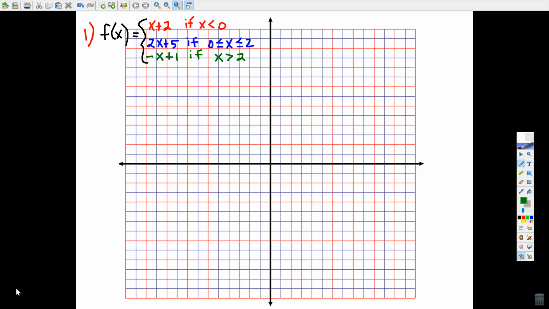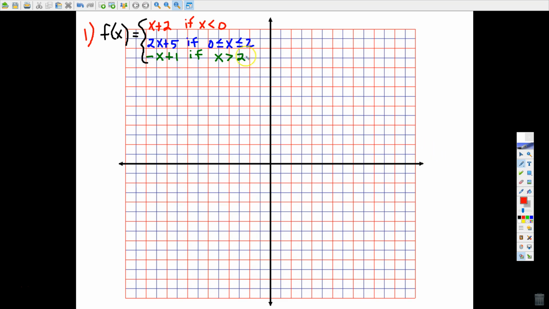This is problem number 1 from the 2-5 Study Guide and Intervention practice sheet. Let's just take a look at this. This is another one of these piecewise defined functions, and we'll just go through them one at a time. I've got them color-coded here.